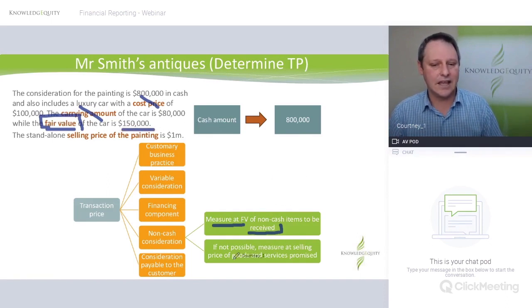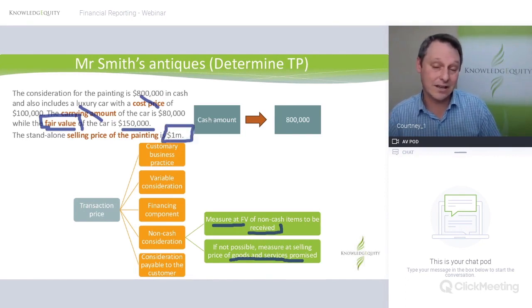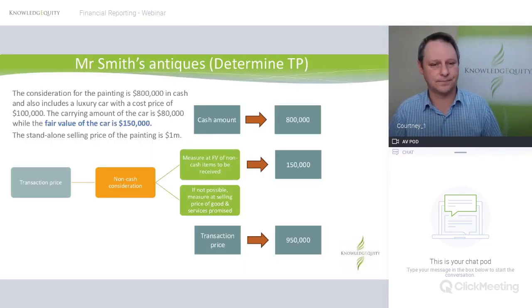It says, if not possible, measure at the selling price of the goods and services promised. So this 1 million is only relevant if we didn't have the fair value of 150,000, because that's the selling price of the goods and services promised. So what do we need to do in this calculation? We can measure at fair value, the 150,000. So take our cash, take our 150, and we get a transaction price of 950.